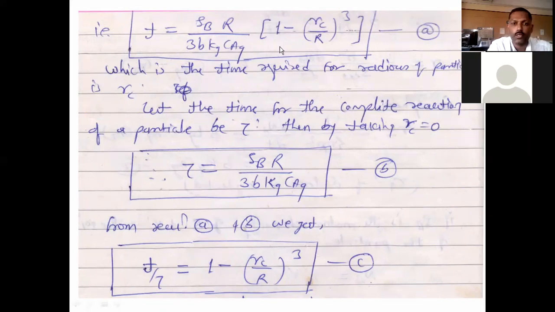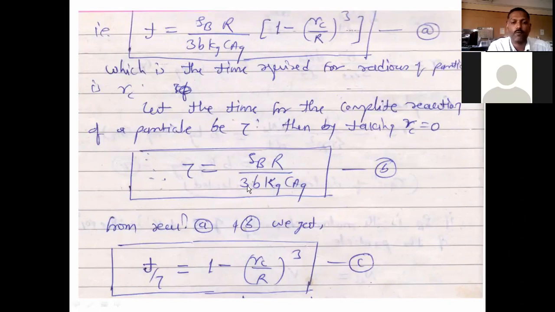So in this equation, put R_c equal to 0. R_c equal to 0 means this term will be 0, so the bracket will be 1. So t equal to tau, and tau is equal to the remaining term: tau is equal to rho_B into R upon 3b into k_g into C_Ag, equation B. So remember this equation also: tau equal to rho_B into R upon 3b into k_g into C_Ag.